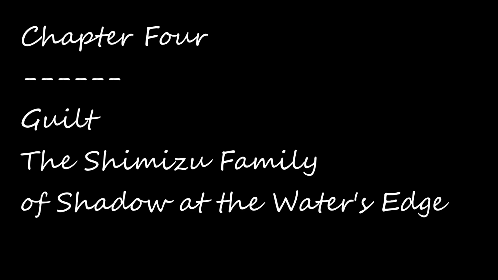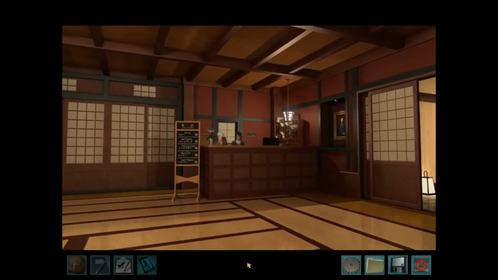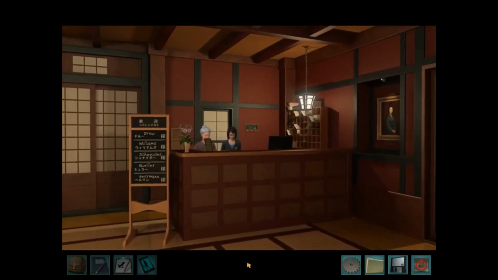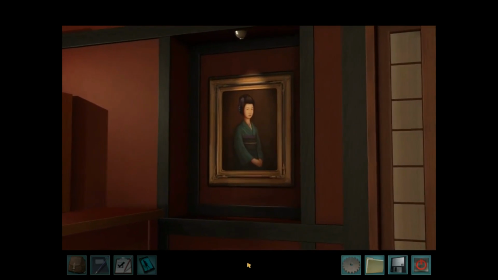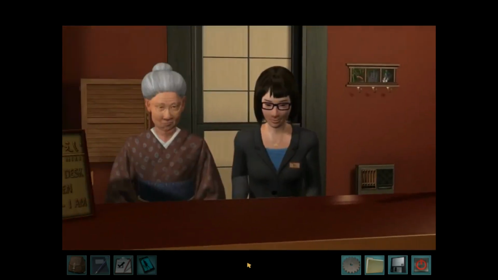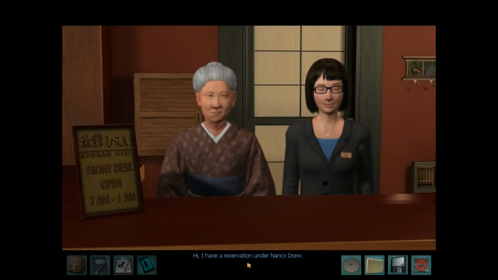Chapter 4, Guilt. The Shimizu family of Shadow at the Water's Edge. The loss of a family member is devastating and can rock a family to its very core. Grieving that loss is long, complicated, messy, nonlinear, and difficult, but it's a process that each of us will have to endure if we have not already.